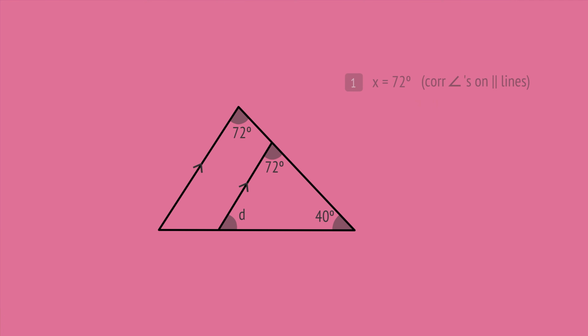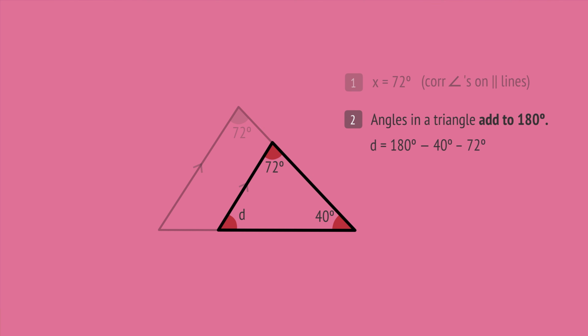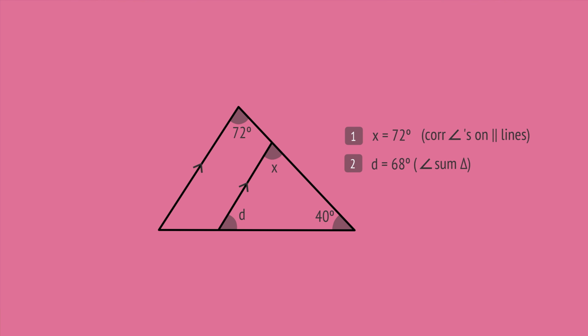With this angle marked on the diagram, we can now focus on this triangle. The angles in a triangle always add to 180 degrees. So by subtracting 40 and 72 from 180, we're left with angle D, which is 68 degrees. And we can show our working, giving the geometric reason used at each step in abbreviated form.